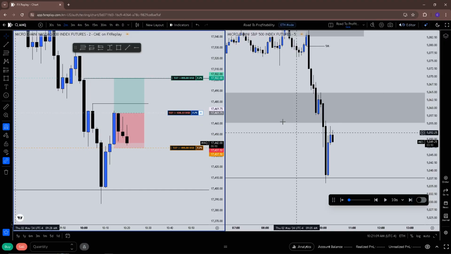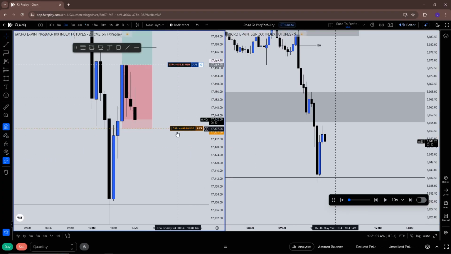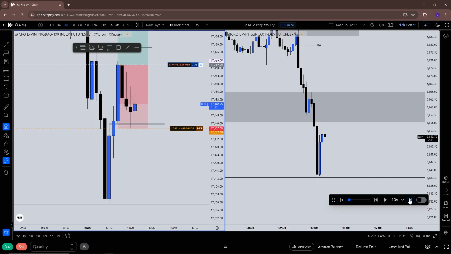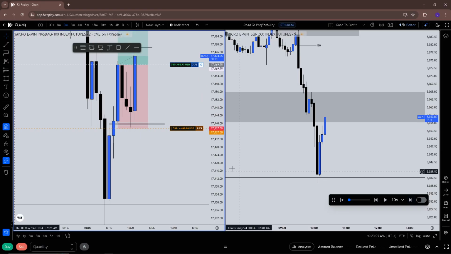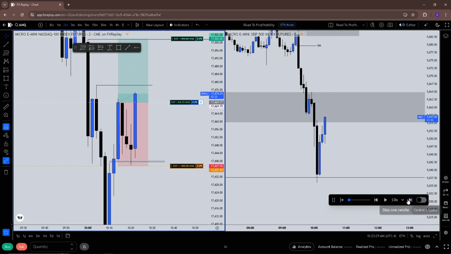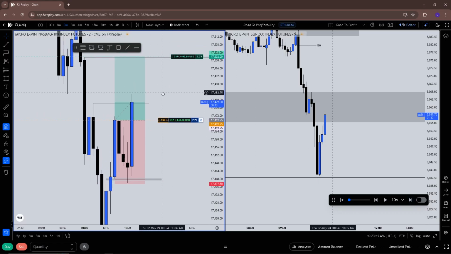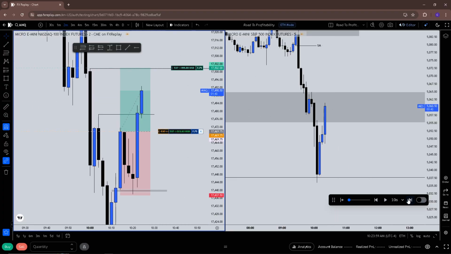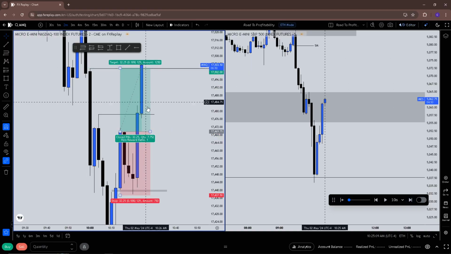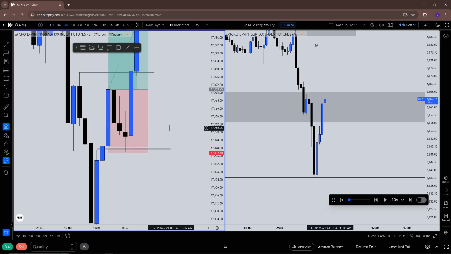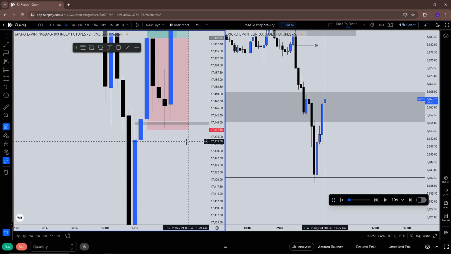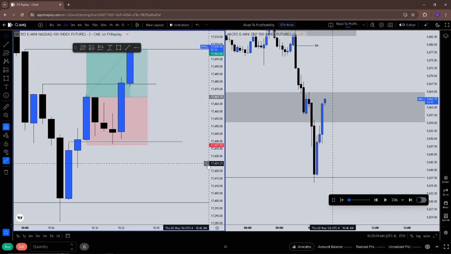Wow, this is very surprising to me. We're gonna get stopped out. Price probably wanted to come tap back into this, which we did get a tap into. Wow. Wow. Incredible stop loss placement right there. That is just awesome. Incredible stop loss placement.